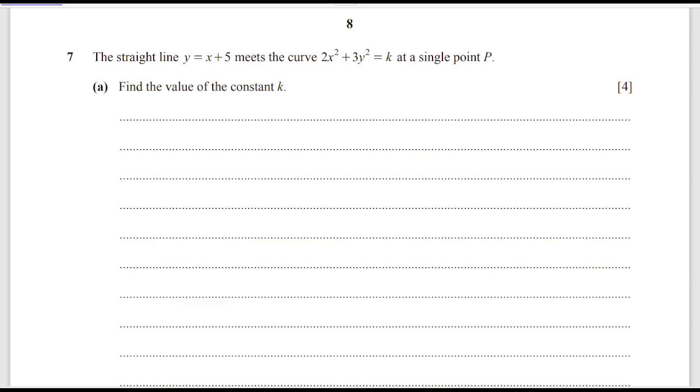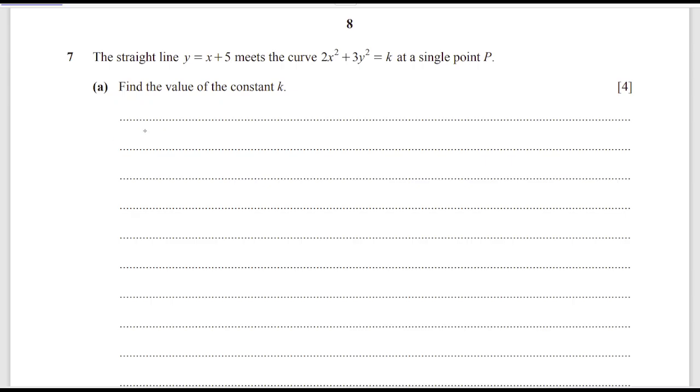The straight line y equals x plus 5 meets the curve at a single point P. Find the value of constant k. Well, meeting at a single point means this straight line is tangent to the quadratic. So the concept to find the value of k is simply, we will eliminate y from the given two equations, make a standard quadratic in x, and for a single point intersection we put discriminant equals to 0.